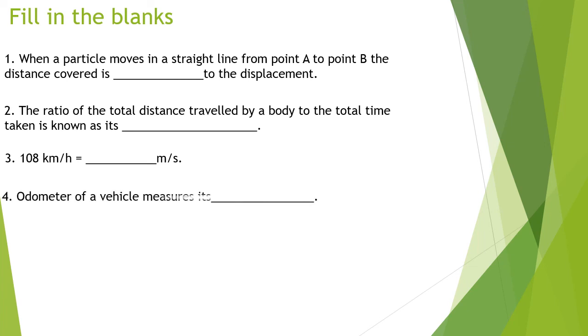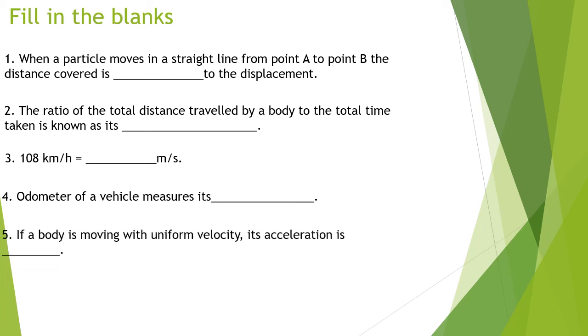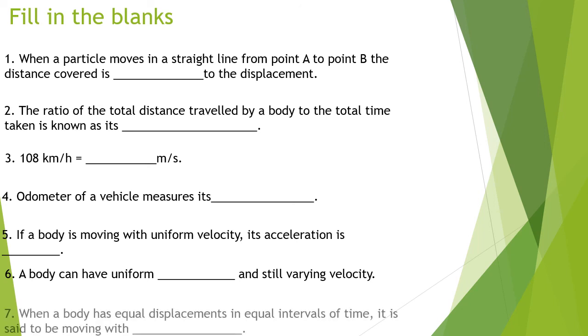Odometer of a vehicle measures its dash. If a body is moving with uniform velocity, its acceleration is dash. A body can have uniform dash and still varying velocity. When a body has equal displacements in equal intervals of time, it is said to be moving with dash.